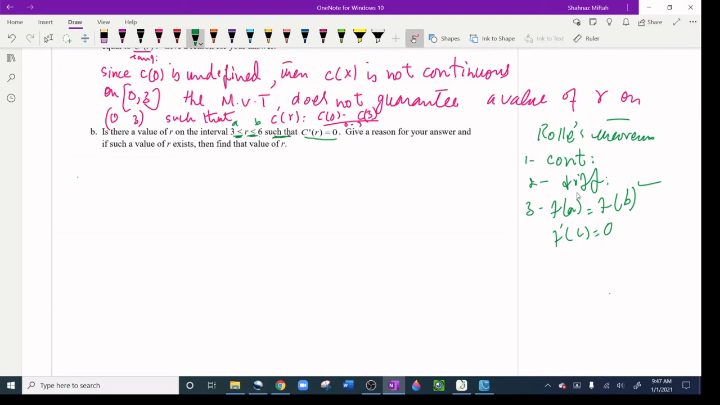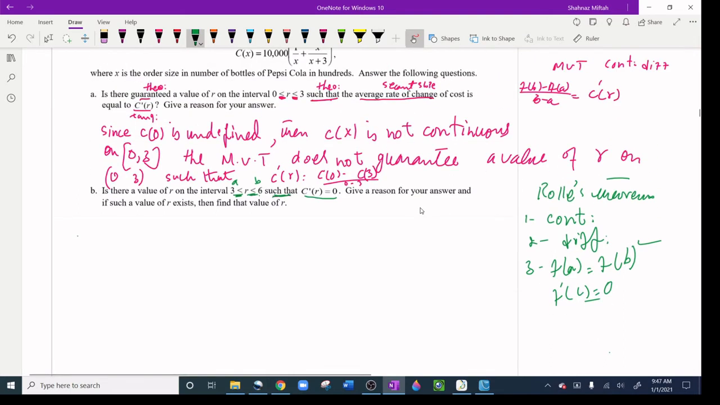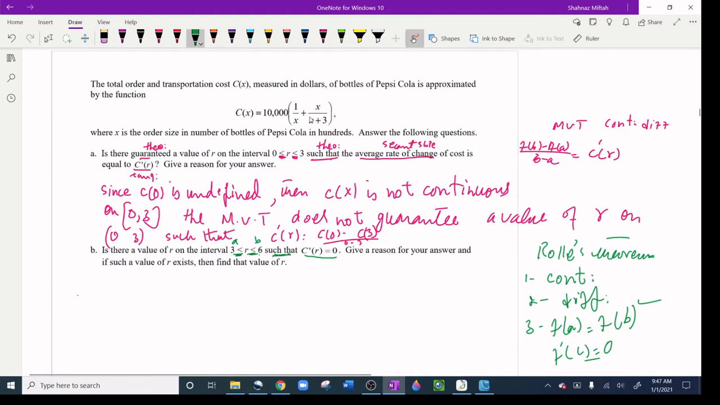So according to Rolle's theorem, we have 3 conditions, and then we apply the formula. The function has to be continuous, differentiable, and f of a is supposed to be equal to f of b, which means f of 3 is supposed to be equal to f of 6. After everything, we're going to do f prime c. These kinds of questions are always calculator based, because they are hard to solve for the x value, to get the c.